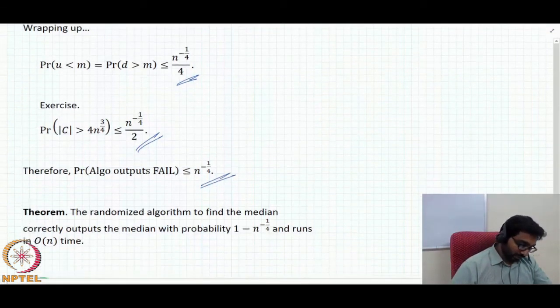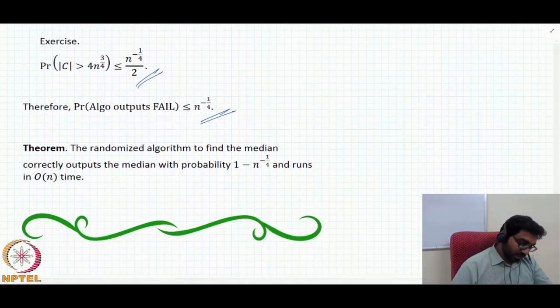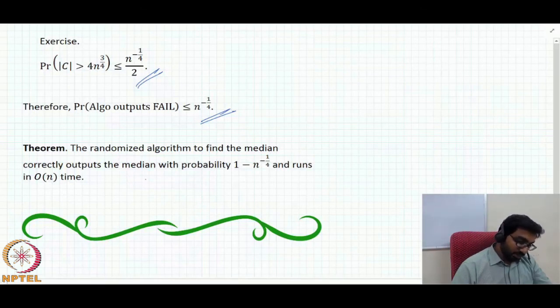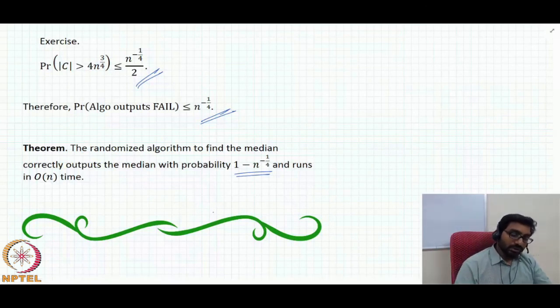So with that, we can conclude with our theorem, which states that the randomized algorithm that we have studied for finding the median of a set of n integers correctly outputs the median with probability 1 minus n to the minus 1/4 and runs in O of n time. With that, we conclude the study of our median algorithm.